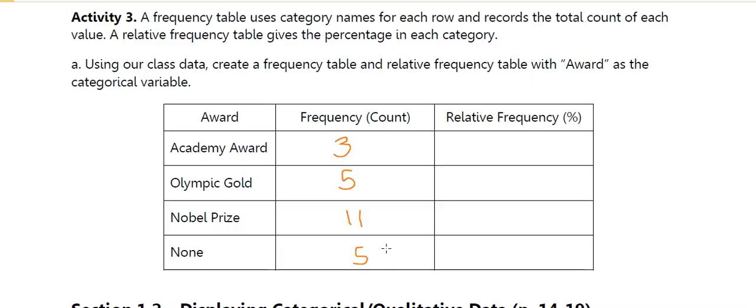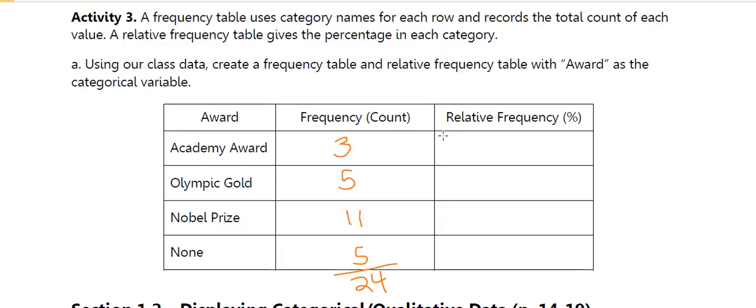Alright, so those are called the frequency or the counts for each category, the number that's selected each category. Well, in order to do the relative frequency, it's usually a lot more useful to know what percentage of people said each type of award. So to get the percentage, first we have to add these up to know how many people we had all together, and we had 24 people. You can double check that that adds up to 24.